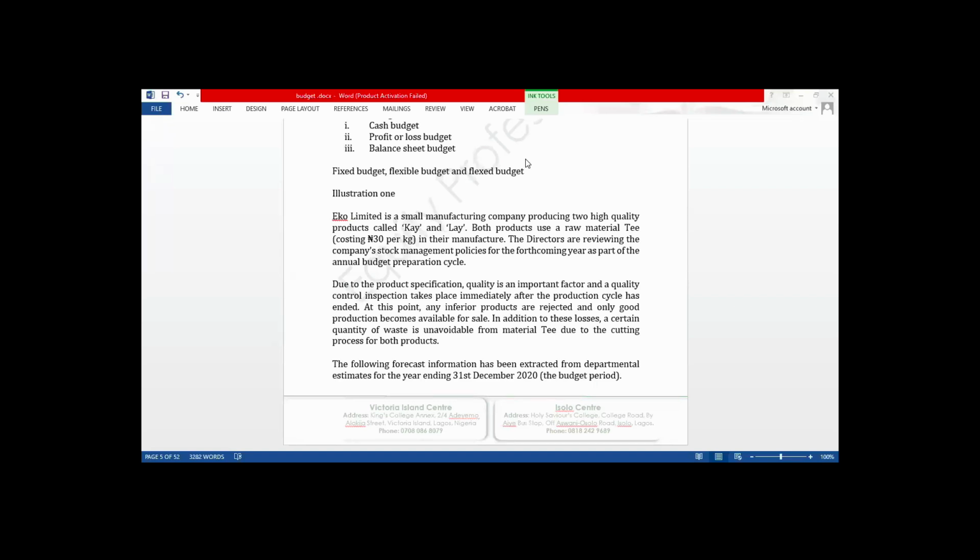A quality control inspection takes place immediately after the production cycle has ended. That means quality control will come after we have finished production. At this point, any inferior products are rejected and only good production becomes available for sales. In addition to these losses, a certain quantity of waste is unavoidable for material T due to the cutting process for both products. The following forecast information has been extracted from the departmental estimates for the year ended 31st December 2020, the budget period.